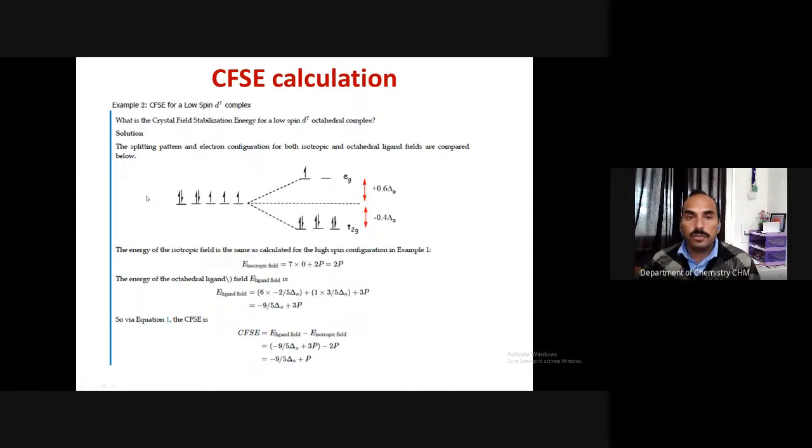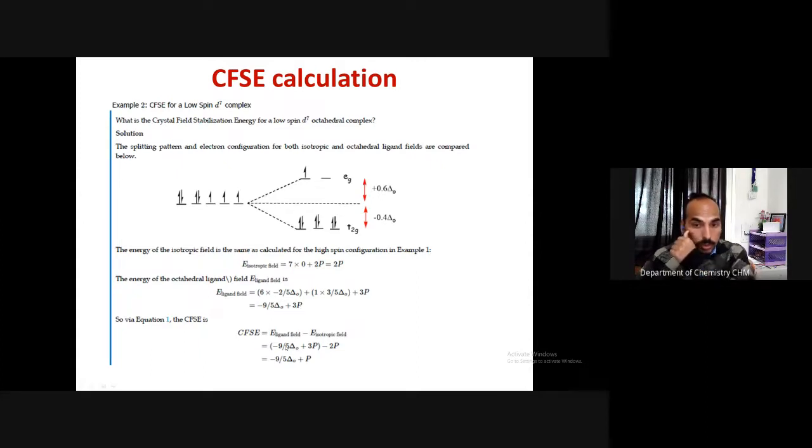You can take the case of d7 low spin. In this case, d7 again, but low spin. So E isotropic field is the same, 7 into 0 plus 2P. However, in this case, the t2g set is occupying 6 electrons, while eg is having only 1. So minus 0.4 into 6 plus 0.6 into 1. And how many pairing energies? 3 orbitals are having paired spin. So here it is 3P, right? So you calculate 6 into minus 2 by 5 delta O plus 1 into 3 by 5, plus 3P. So you get this value, minus 9 by 5 delta O, or minus 1.8 delta O plus 3P.